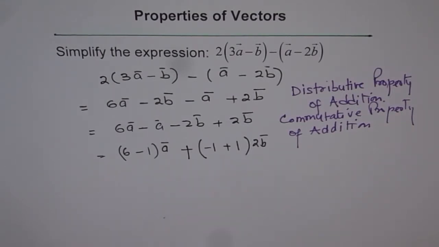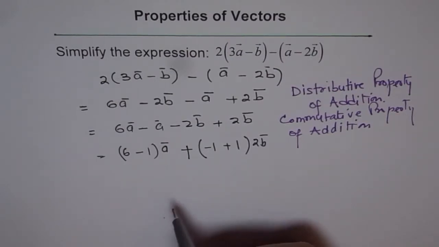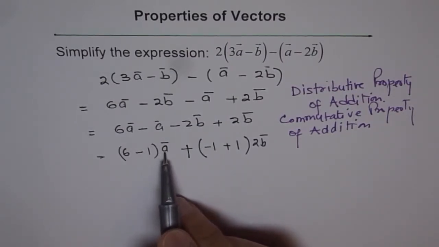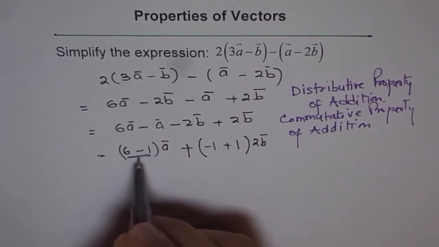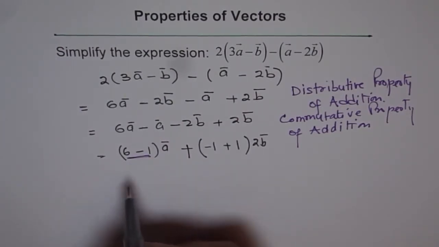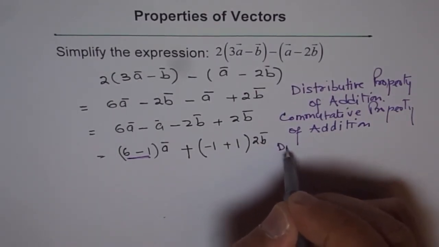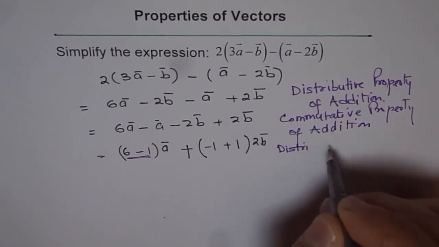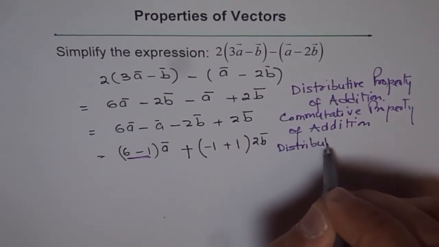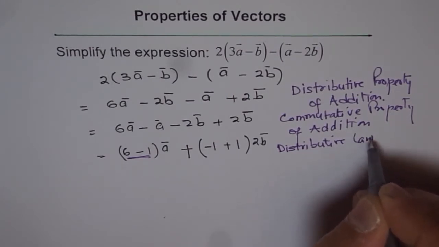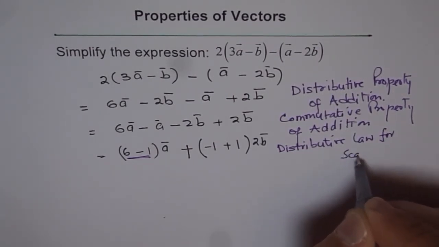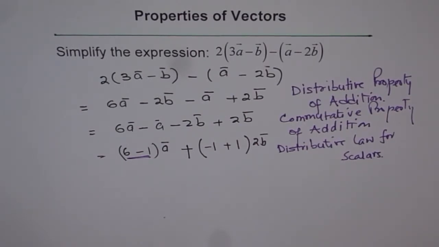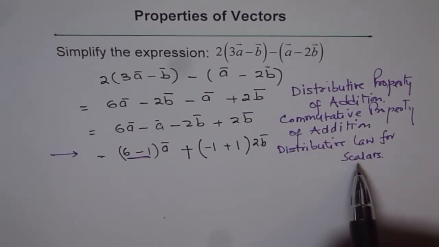Now here you have vectors, right? And this is your scalar multiplication, right? Therefore this property is called distributive law for scalars, and that is a mistake which I have seen many times in the test papers. So it's distributive law for scalars. That is a very critical step. Let me highlight this here. This step at times is missed or written incorrectly, right?